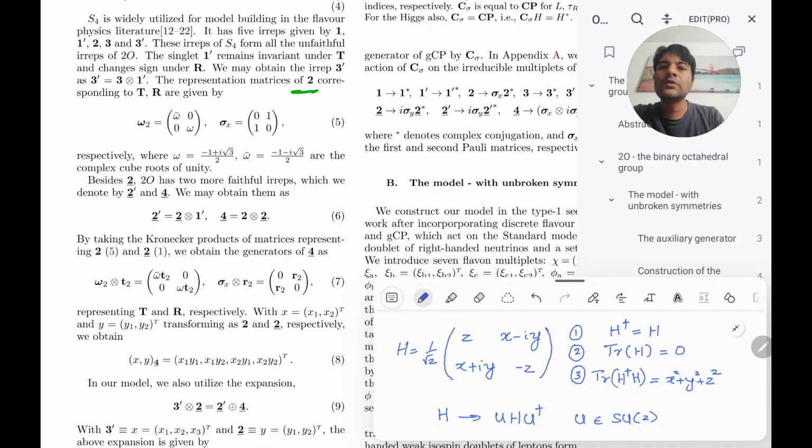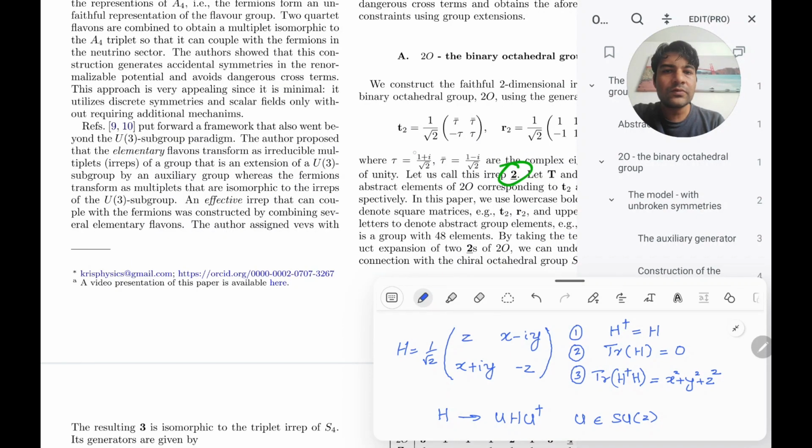The irrep 2, which is also an irrep of S4, is constructed using the matrices bold omega 2 and bold sigma x. These two matrices correspond to the generators T and R. And omega bar and omega are complex cube roots of unity. As you know, the doublet of S4 is a real irrep. Here we have used complex numbers to construct the matrices as a matter of convenience. We used underscore 2 as the defining representation of 2O.